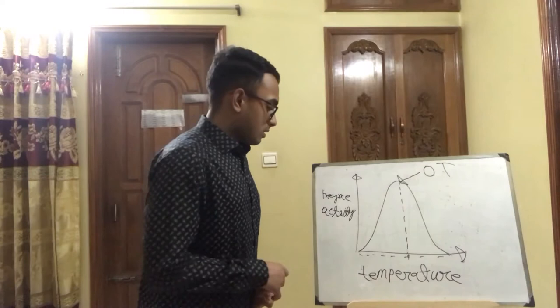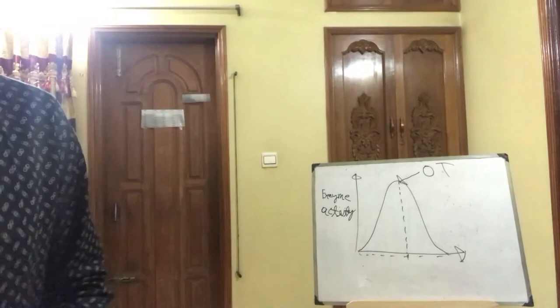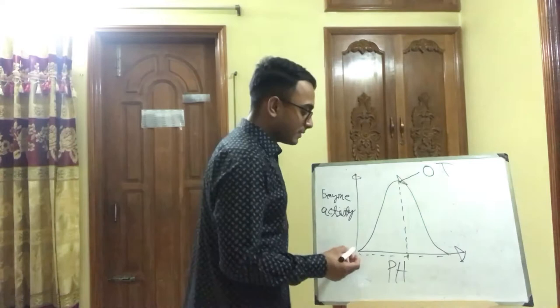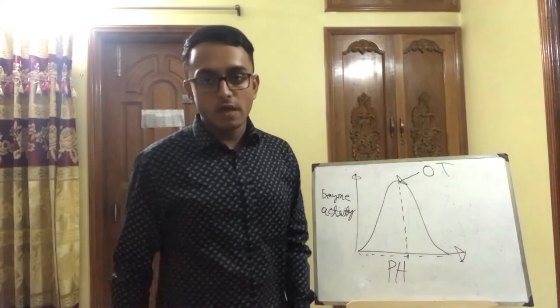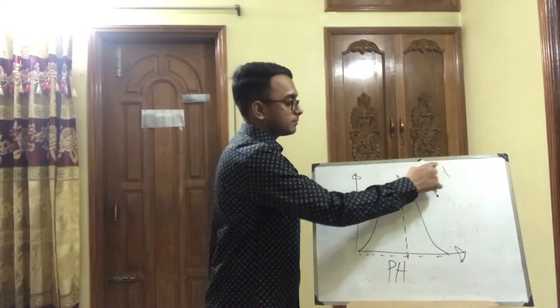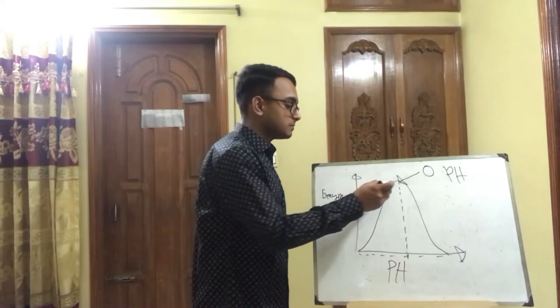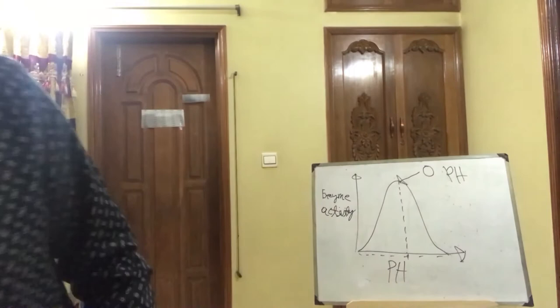The same graph comes if we repeat this experiment with different pH. As the pH increases, the enzyme activity increases because the pH of a solution affects the charges of the amino acids, and the charges will be at a more favorable position. They will keep increasing until reaching their optimum pH. And then further increasing pH will cause their activity to be reduced because their shape will be changed, as I have just told you now. Yeah, nothing much tough here to understand.